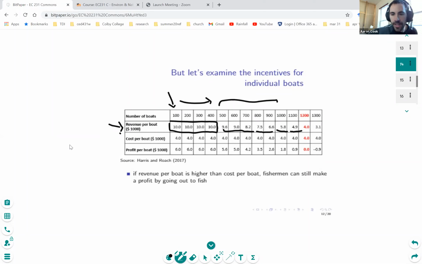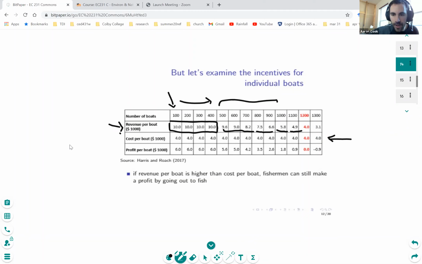The cost per boat is still constant, so we still have a constant marginal cost. Each additional boat costs the owner of that boat $4,000 in terms of the fuel, the maintenance, and the opportunity cost of their time. They still have to expend $4,000 for that fishing trip or that level of fishing effort. And that's constant for every boat. Additional boats don't have increasing costs under these assumptions.